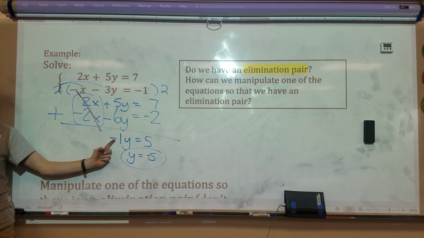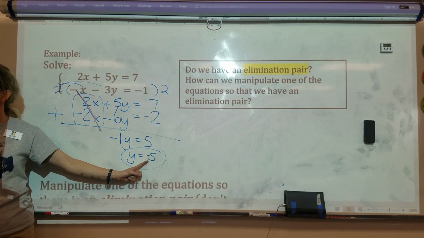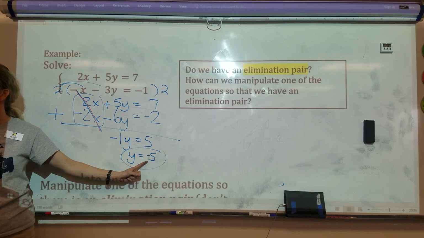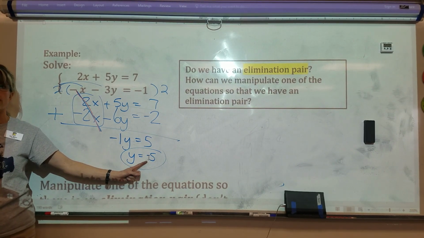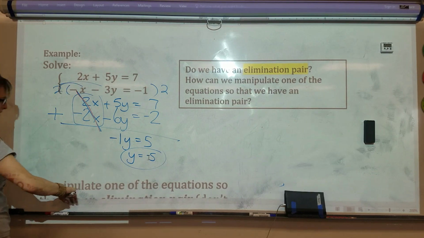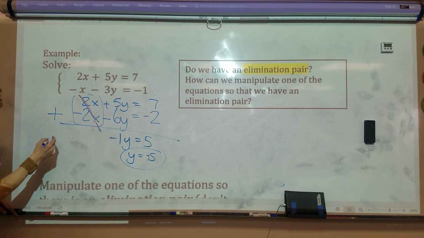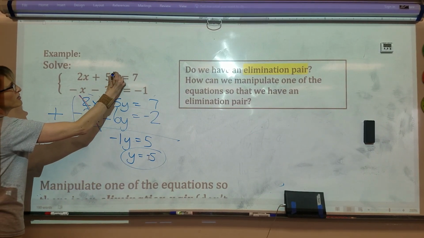Because I don't want negative y, I want positive y. So I could times both sides by negative 1. I get y equals negative 5. How do I solve for x? Now that I know y, Stacia? You put it in the equation. Okay, pick one for me. Which one? Top or bottom? Top. So we're going to put y equals negative 5 right there.